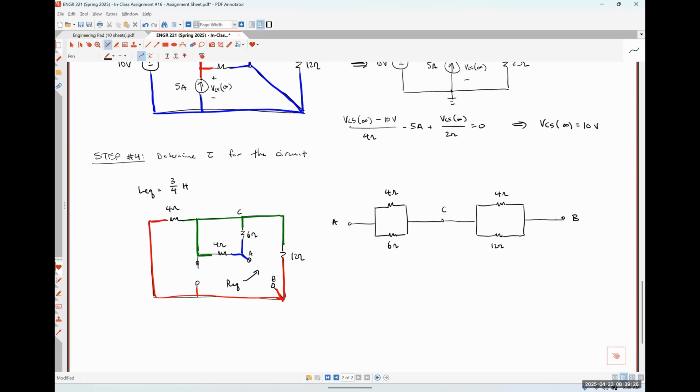And so I simply have 4 in parallel with 6. So that's going to look like 4 times 6 over 4 plus 6. And that is in series with 12 in parallel with 4: 12 times 4 over 12 plus 4. And I wind up getting REQ to be 27/5 of an ohm.